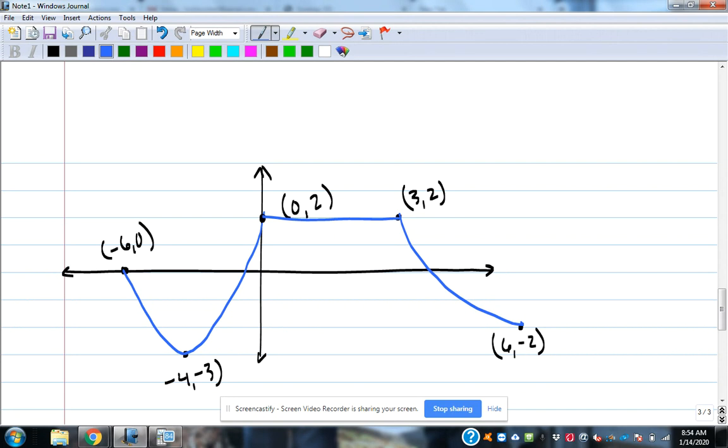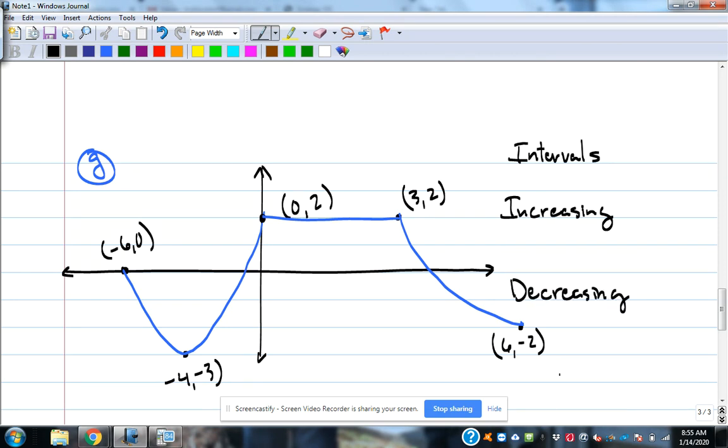All right, so on that graph, we're going to find the intervals that are increasing, decreasing, or constant. There are 3 different kinds of intervals that we're going to find there on this graph.